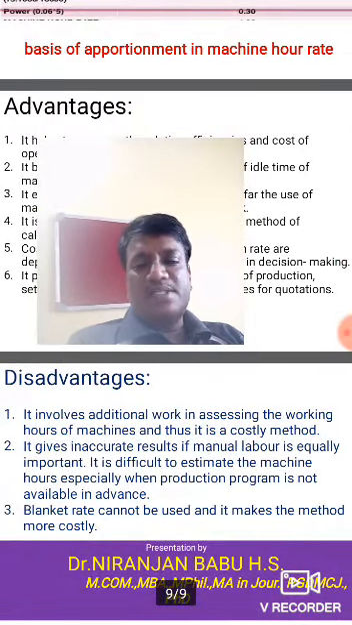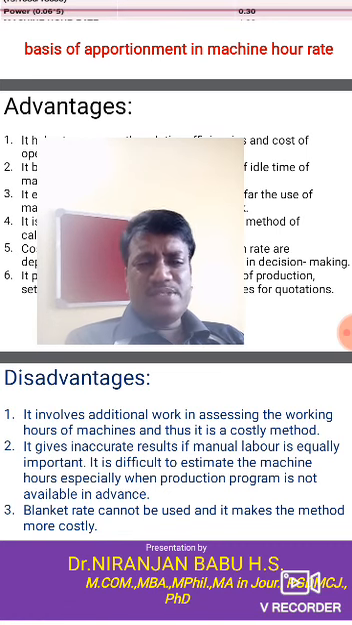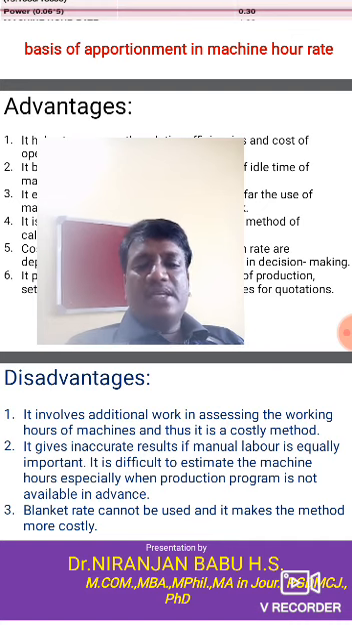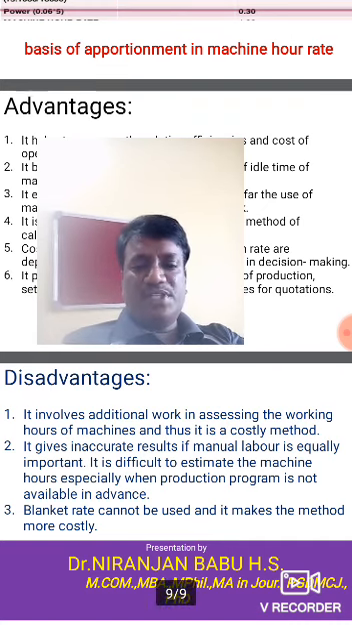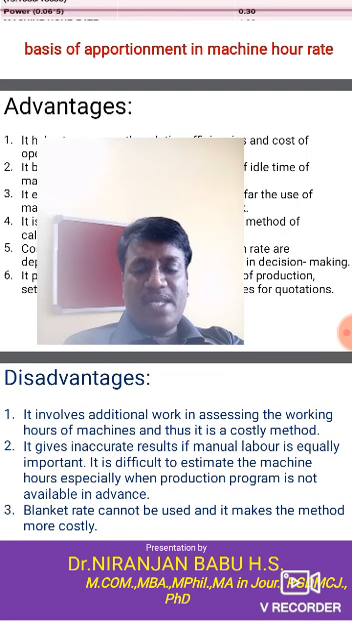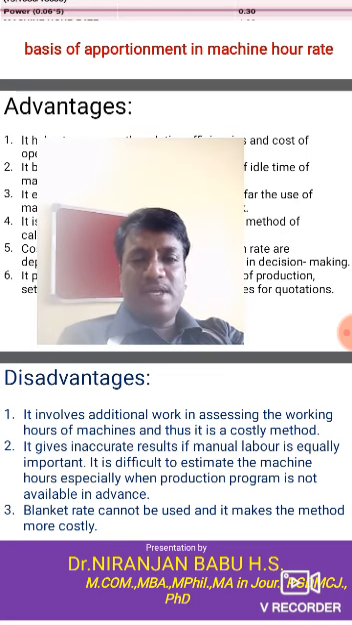Now we shall see the disadvantages. When it's a question of disadvantages, we can also say the limitations of calculation of the machine hour rate. The first thing is it involves additional work in assembling the working hours of machines, and thus it's a very costly method which cannot be adopted by small scale industries. It gives inaccurate results if manual labor is equally important. It is difficult to estimate the machine hours, especially when the production program is not available in advance. The blanket rate cannot be used and it makes the method more costly. So these are some of the limitations of machine hour rate.